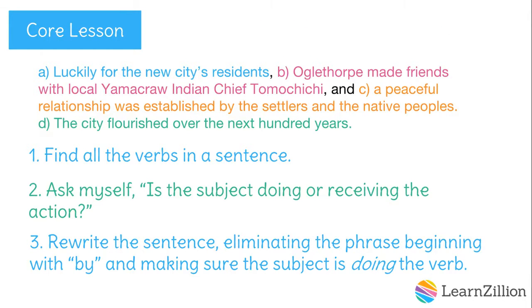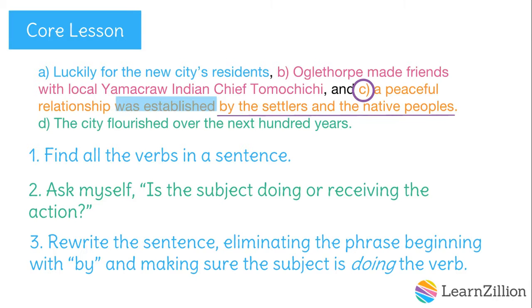You should have found that C contains passive voice. Here, I said that a relationship was established by the settlers and the native peoples. The subject, here, the settlers and the native peoples, is receiving the action. You might have also noticed that this clause contained a by statement.